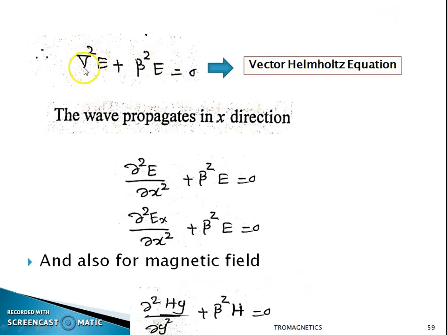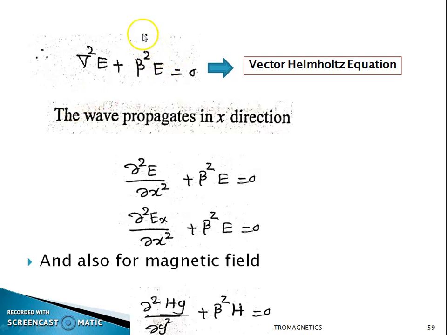So the equation is del square E plus beta square E is equal to 0, and this equation is known as the vector Helmholtz equation. And this is the wave equation for lossless medium in phasor form. Del square E plus beta square E is equal to 0 is the wave equation for lossless medium in phasor form, and it is also known as vector Helmholtz equation.